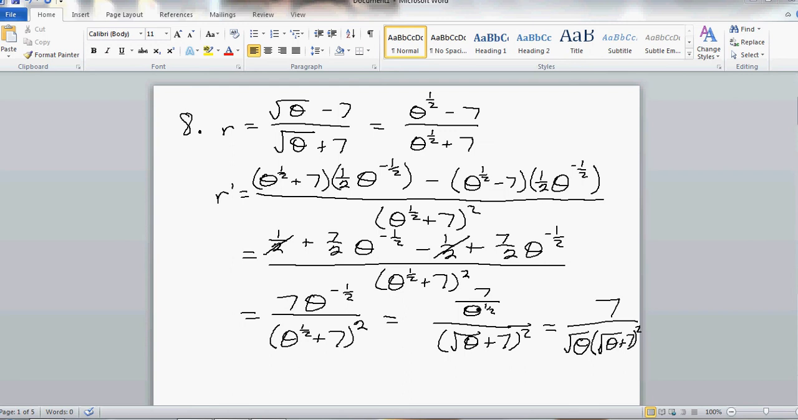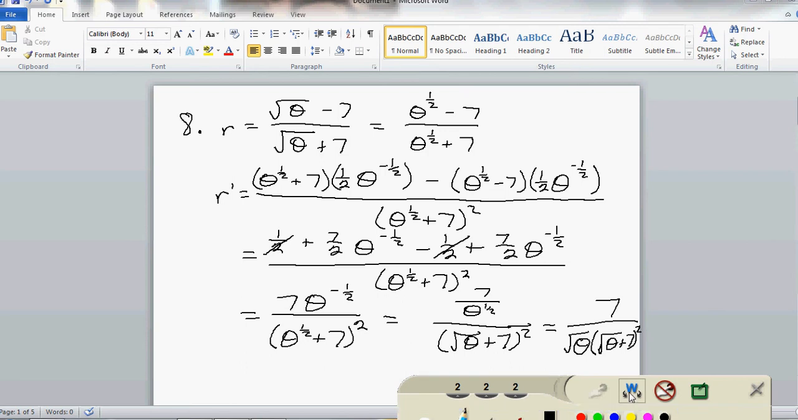All I've done is move this down here to take care of this compound fraction, and I've changed theta to the 1/2 to become the square root of theta. So it's 7 over the square root of theta times theta plus 7, the quantity squared. Now that's number 8.